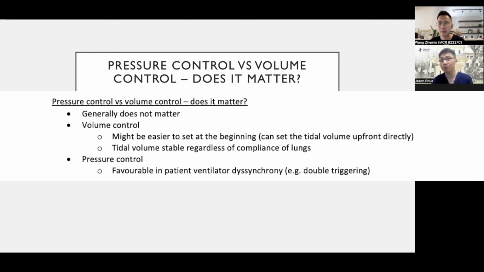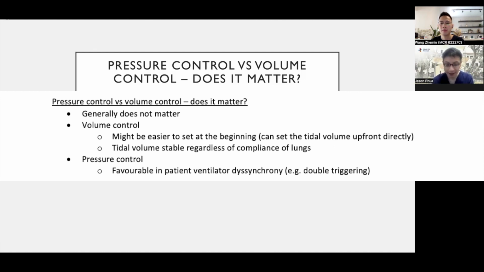If I use pressure control, I do need to think. I need to know what that number is for tidal volume. Say it's 400 milliliters. And then I need to set the pressure control to achieve that particular volume. So it's one additional thing to think about. Not a big deal. Can do it if your preference is that.